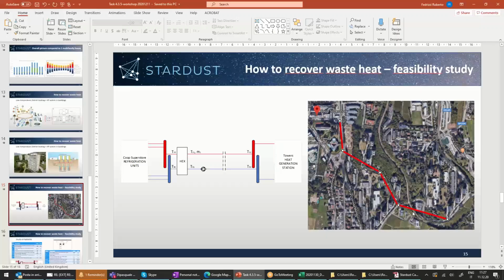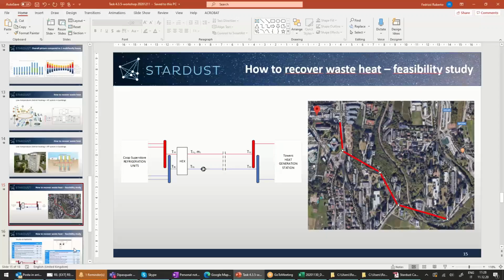Obviously, the length of the pipeline would be longer than 1 kilometer, but more or less there we are. So basically, the system would be very easy, and it would consist of a heat exchanger that interfaces with the existing chillers in order to recover the waste heat instead of dumping it into air. A pipeline that goes from the superstore to the three towers, and again, another heat exchanger to interface with the geothermal system that is going to be there.